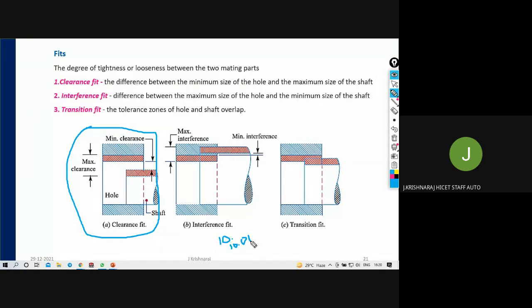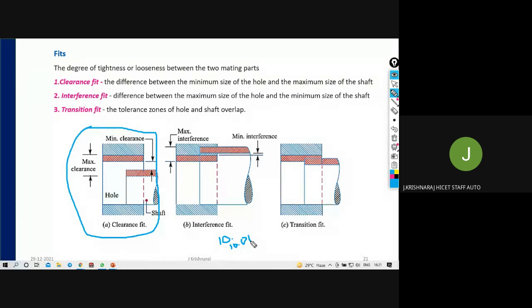It will have minimum clearance. Sometimes both the cylinder and piston will have the same dimensions, due to heat and other applications, but it will slide, because we are lubricating and there are some other factors also. So the transition fit has an overlap, or it will have some transit. It is in between the clearance fit and the interference fit. It is an in-between stage of that.